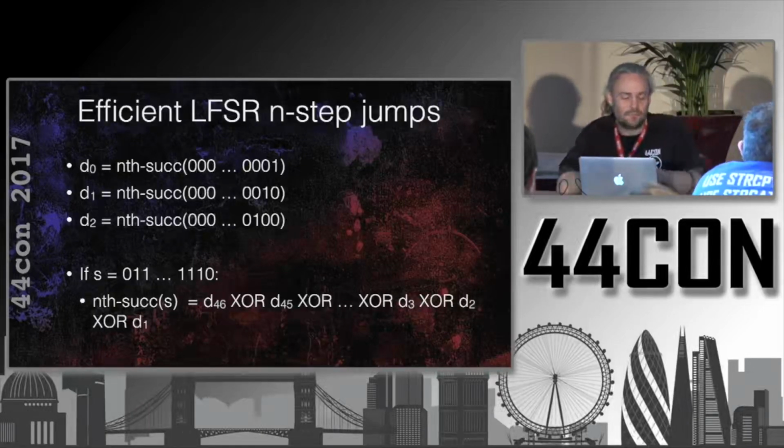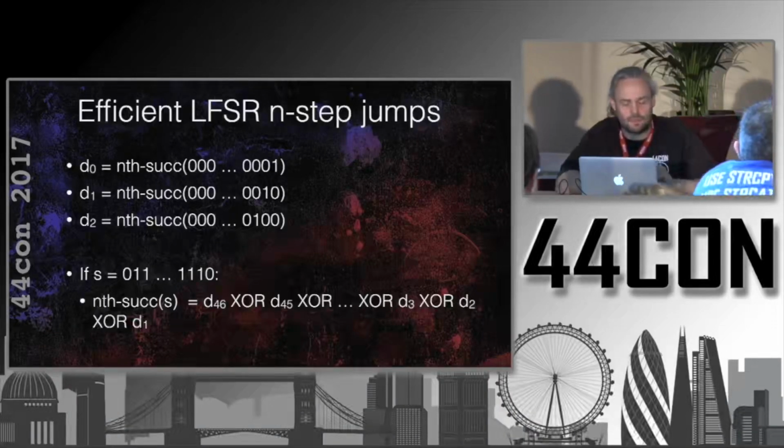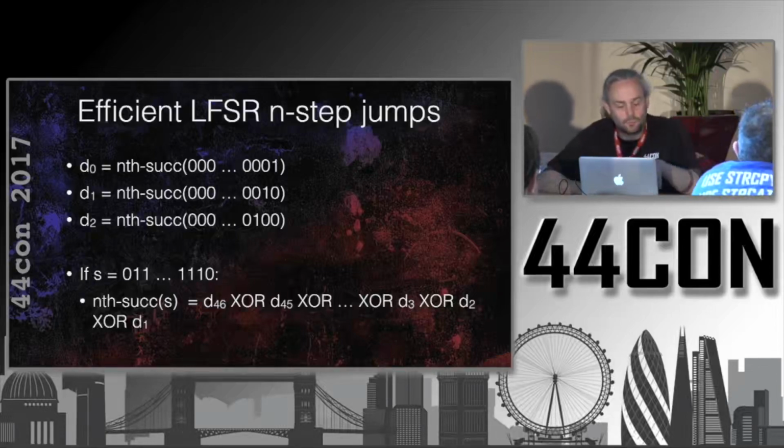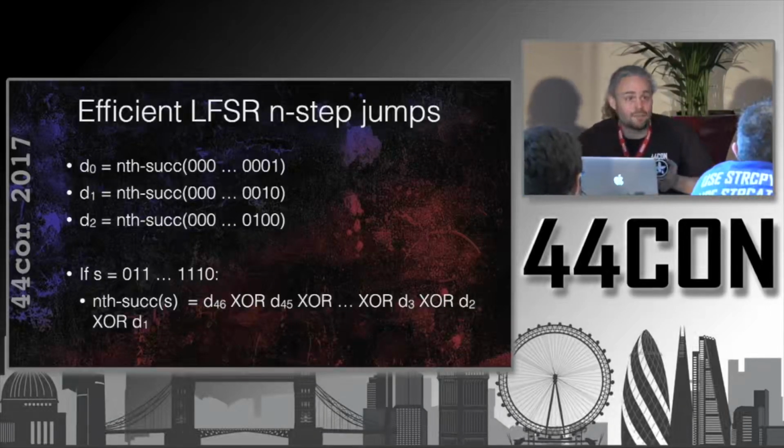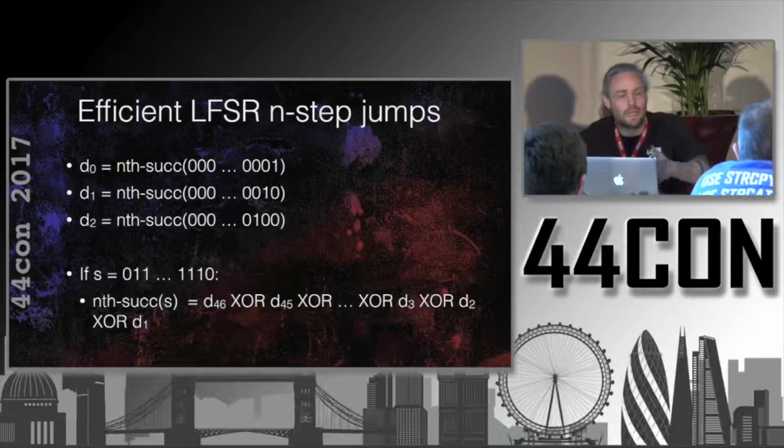And then if S was this 48-bit state, which I've shortened for brevity, then for each set bit you take the destination state and you just XOR the whole lot together. So bit 47 is not on, so we ignore that, but bits 46 and 45 are, so we take D46 and D45, and we also take D3, D2 and D1, but obviously not D0. XOR all of those together, and that'll advance S by 2048 states.